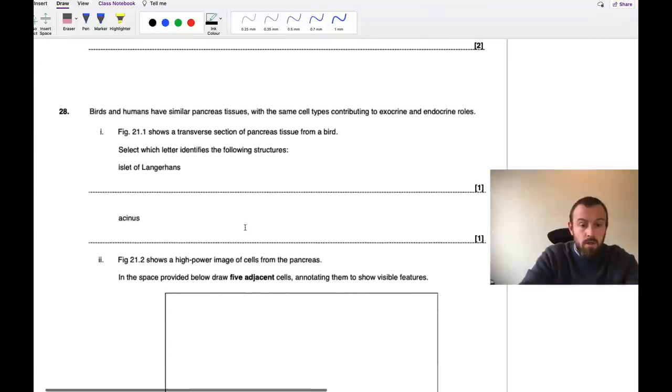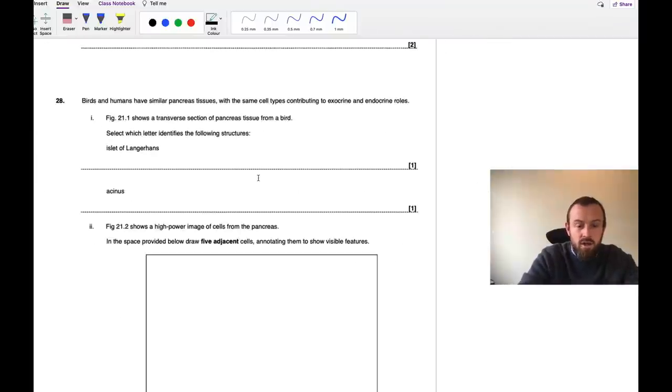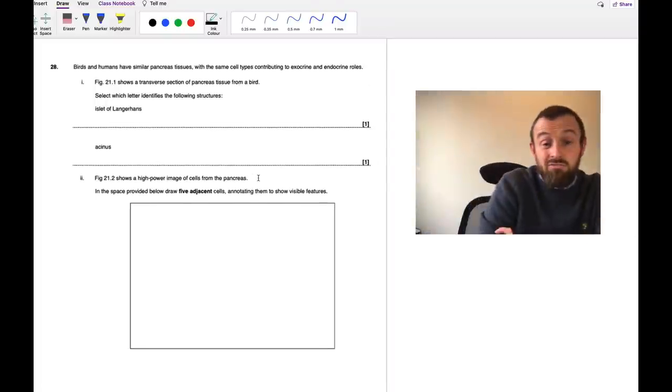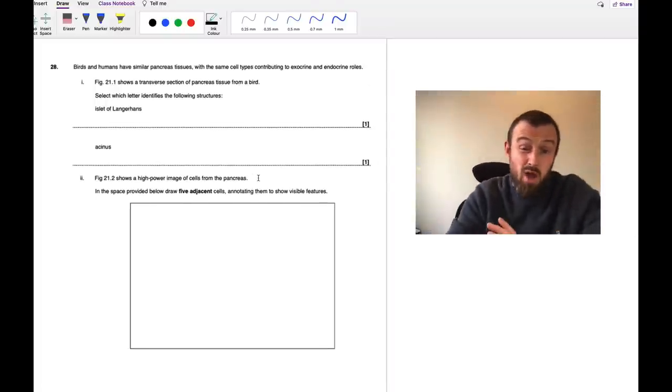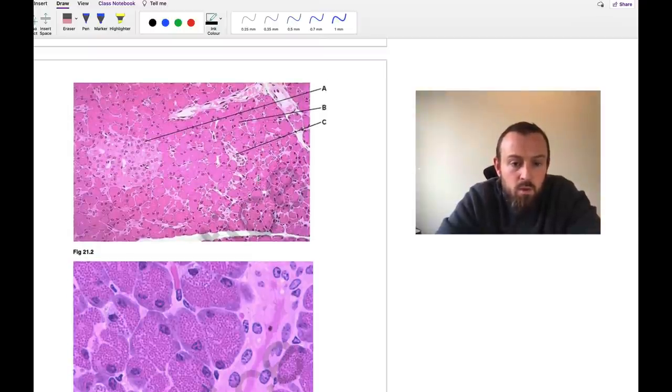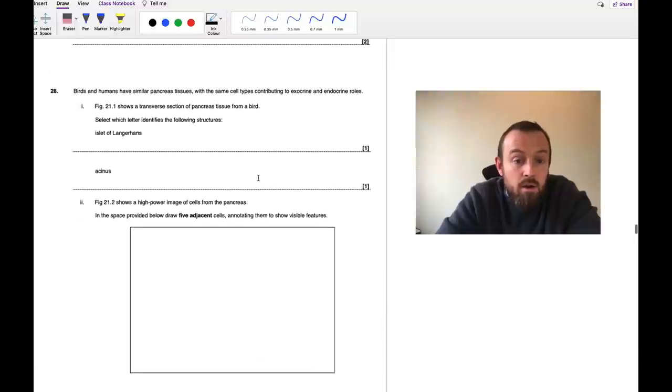Moving on. Oh, it's the last question. Brilliant. Okay, so birds and humans have similar pancreas tissue. So here's some picture of some bird pancreas tissue. Here it is. So the first thing is, what's the islet of Langerhans and what's the acinus?